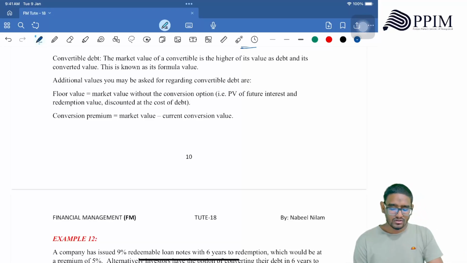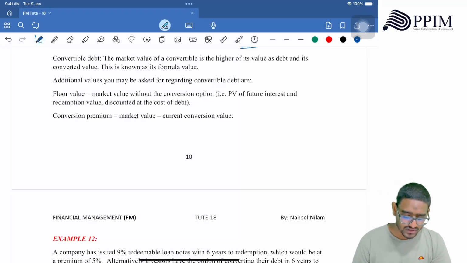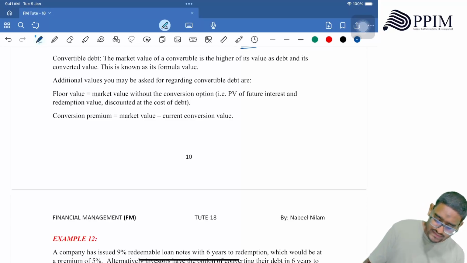Right. So a few other things that you might be asked with regards to convertible debt, I have listed out here. One is the floor value. What do you say floor value is? Floor value is your minimum value, or rather your market value without a conversion option. So when you say without a conversion option, what does it become? This then becomes the same as what?